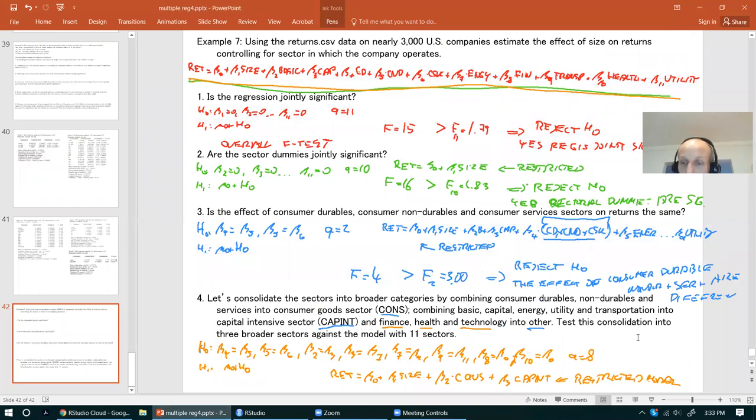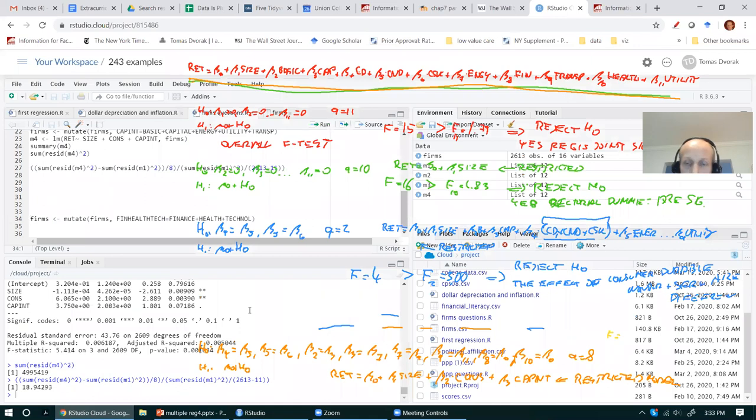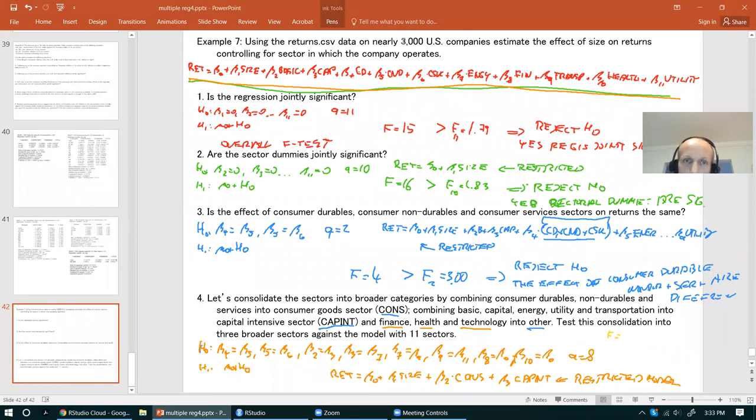And let's see if we can fit this. I'm going to do it in a slightly different color so that we see the differences. So the F statistic that we calculated was, I forgot how much it was. It was 18.9, which is greater than the critical value with 8 restrictions. I can look this up in tables. With 8 restrictions, the critical value is 1.94, which means we reject H0. The calculated F statistic is bigger than the critical value.